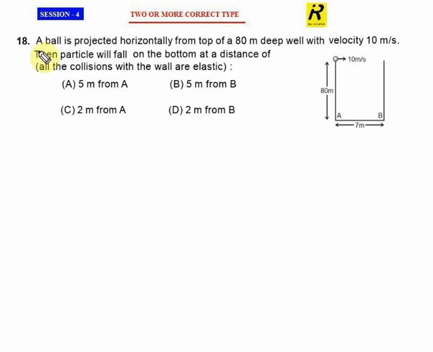In this question, a ball is projected horizontally from the top of an 80-meter deep well with a velocity of 10 meters per second. Then the particle will fall on the bottom at a distance of... All the collisions with the wall are elastic, and you are seeing 4 different options.